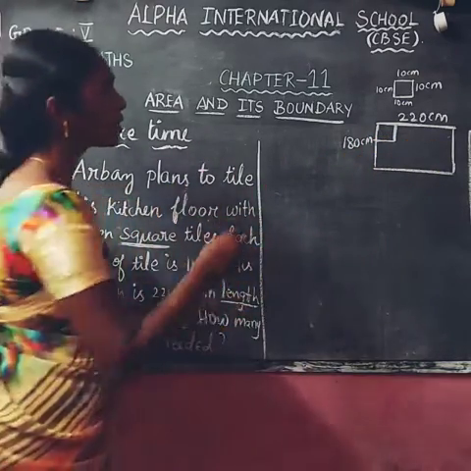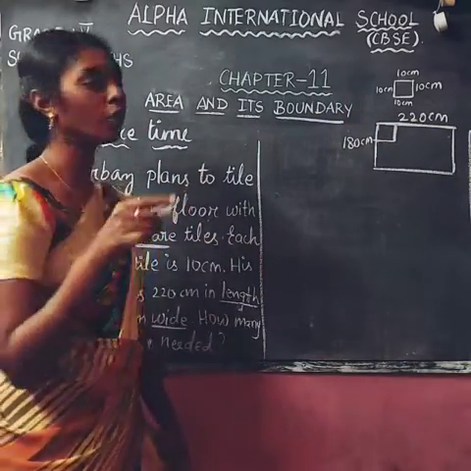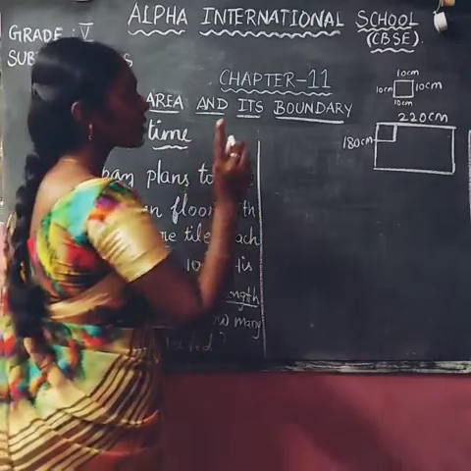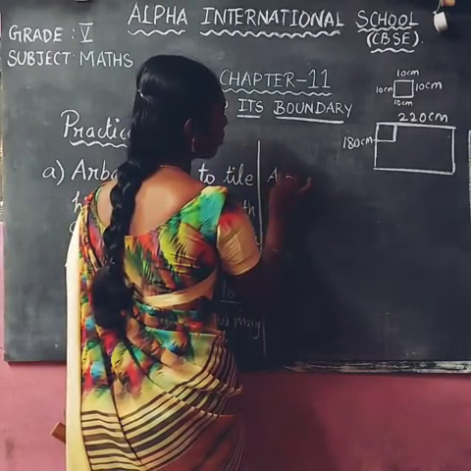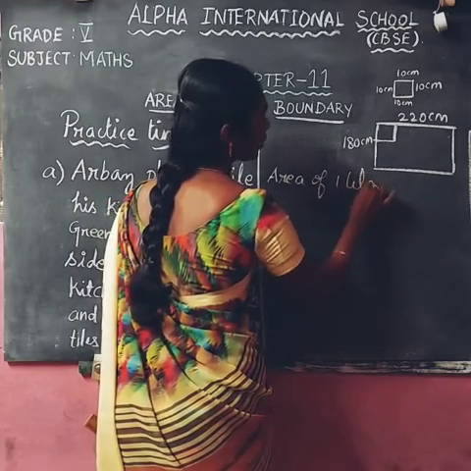Okay, in the last sum they gave the area and we found the side. Here they have given the side. First we want to find the area of one tile. We want to find the area of one tile alone.